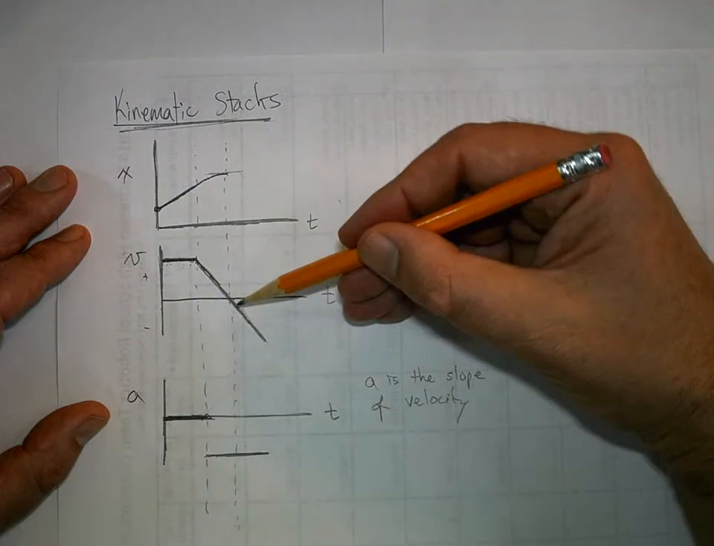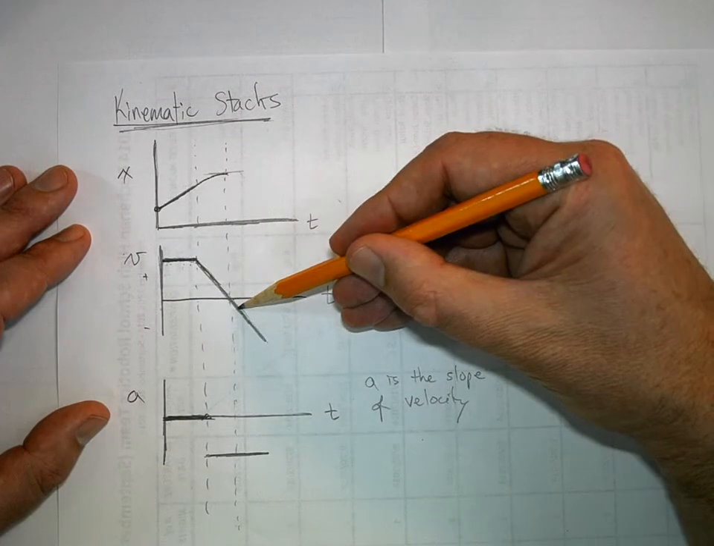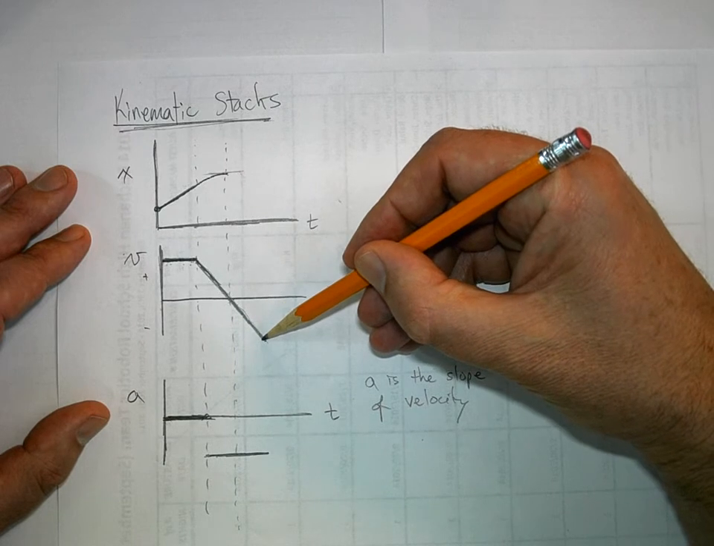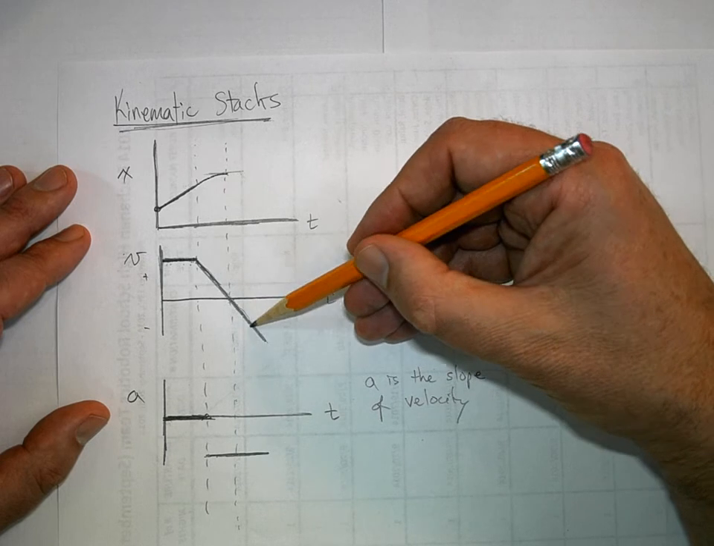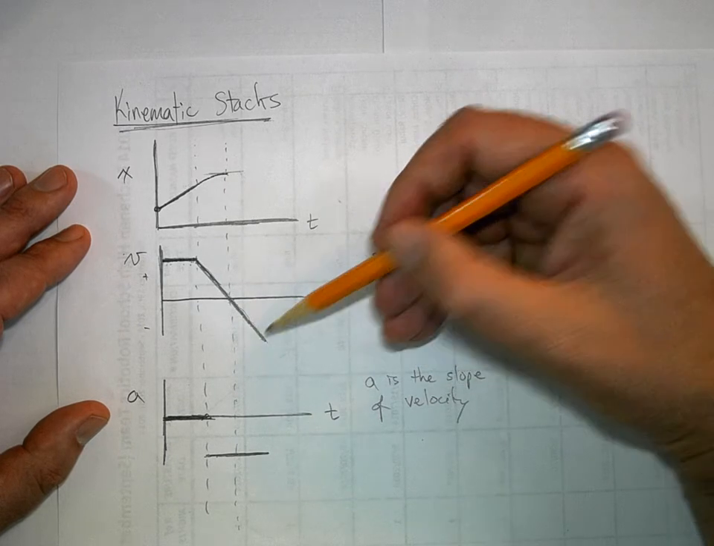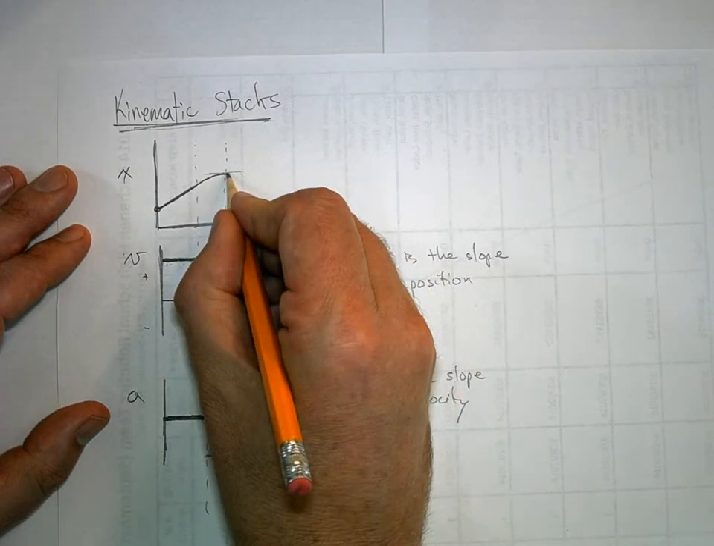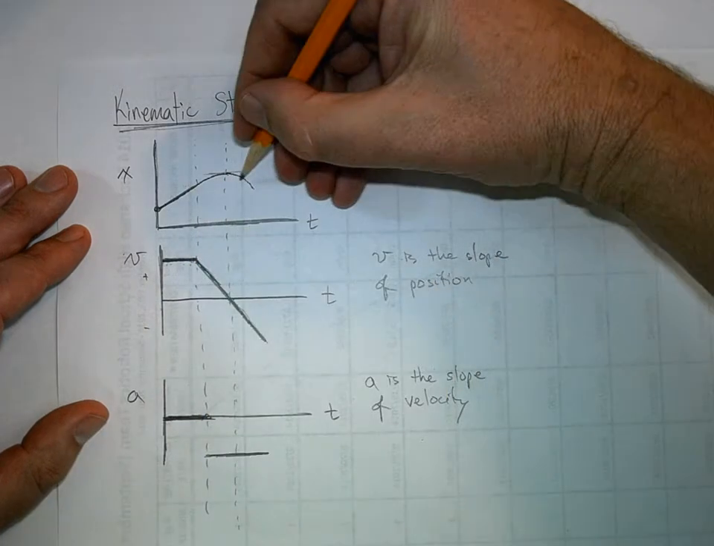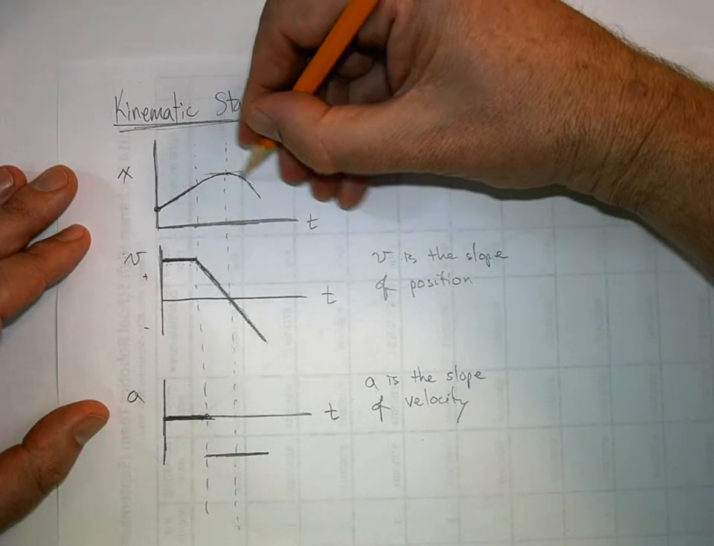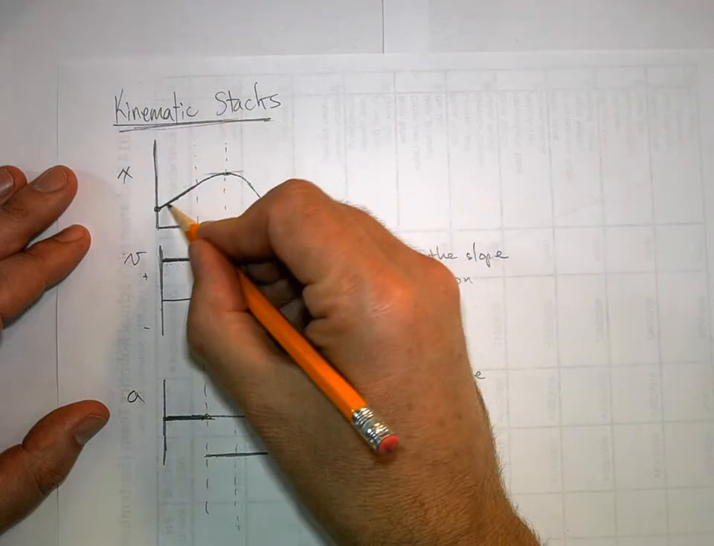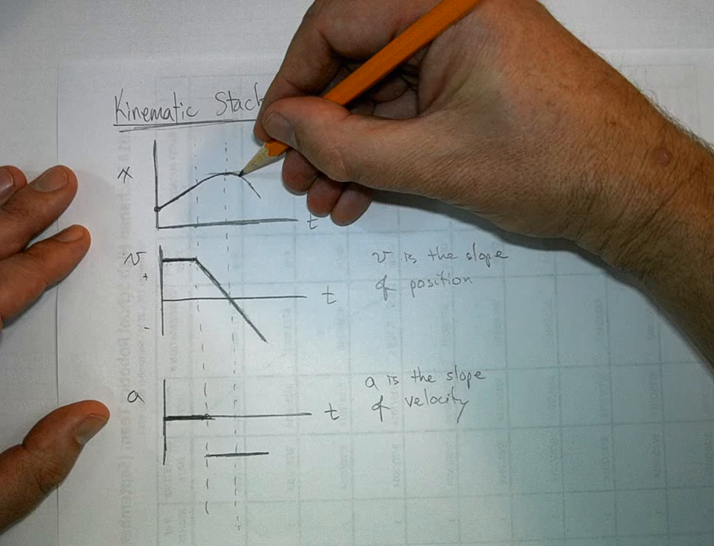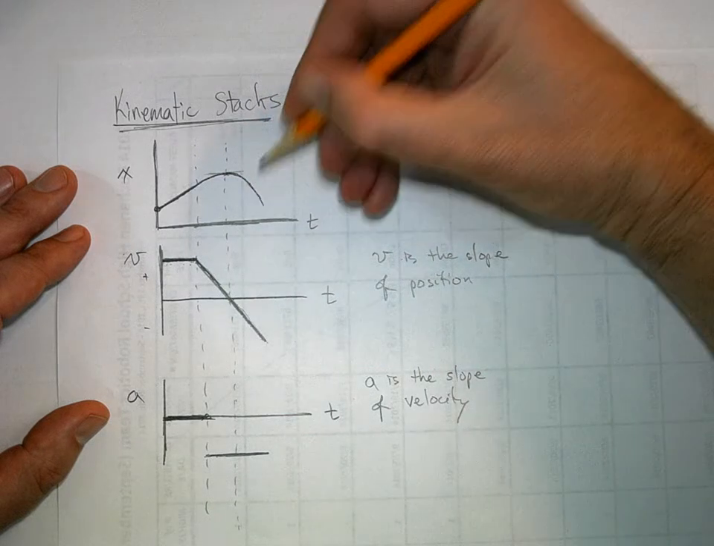But then what happens over here? The velocity is negative, so the slope becomes negative, and it gets more and more negative as time goes by. So negative, negative, negative, negative. So this is a straight line, and this is like a parabola that's upside down. And we're done.